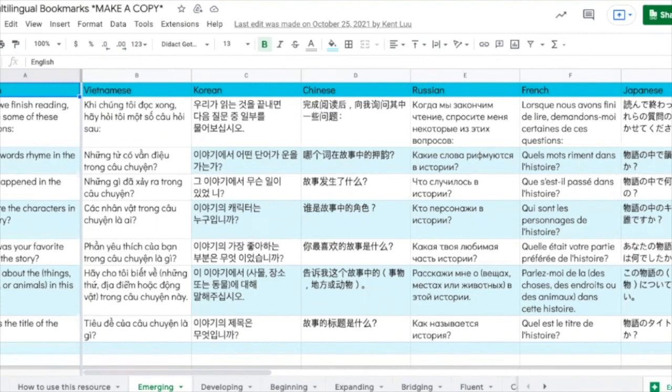If you click through the tabs at the bottom, you will see that the questions get progressively more difficult.